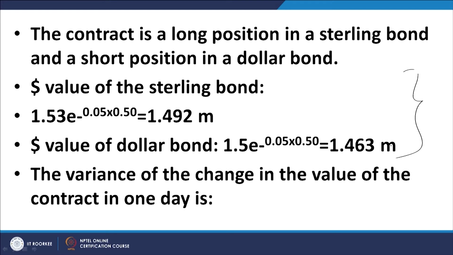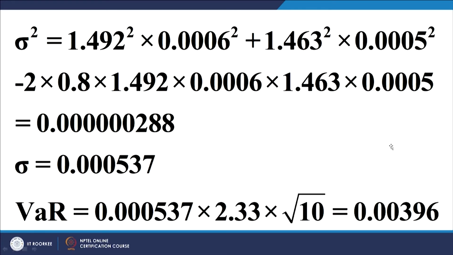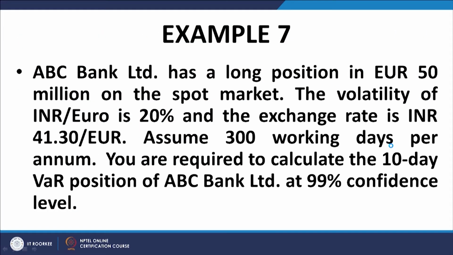Because we are in a long position in a sterling bond, we work out the sterling bond's position as of today at today's rate, which is 1.53. As far as dollars are concerned, we have to pay dollars at the rate of 1.5 million. That remains unchanged. That is what the forward contract envisages, and therefore this figure remains unchanged. It remains at 1.463, and then we use the standard portfolio formula for calculating the sigma of the portfolio, and they work out the value at risk. So, this is another problem.